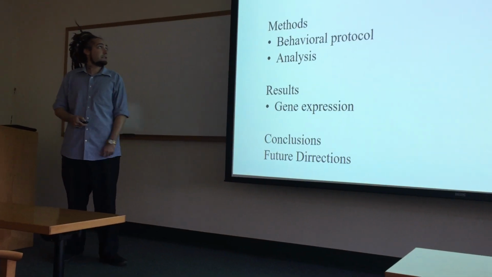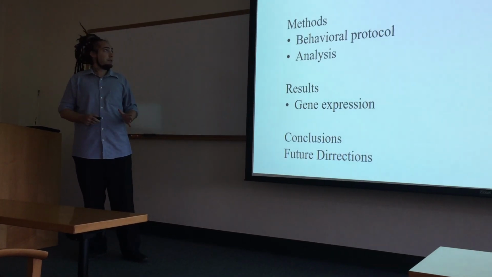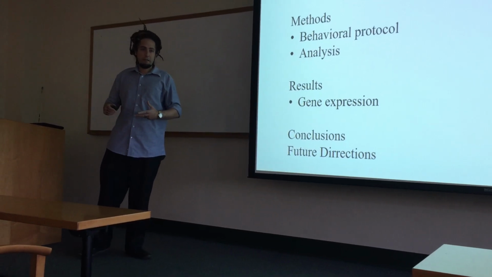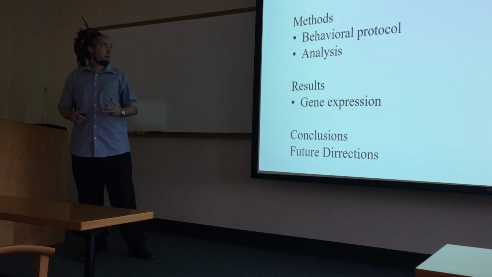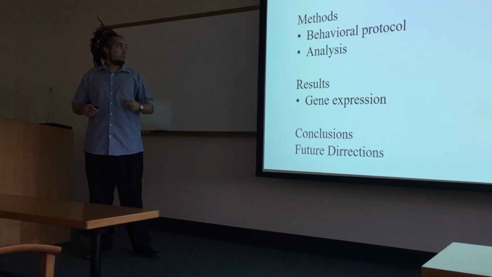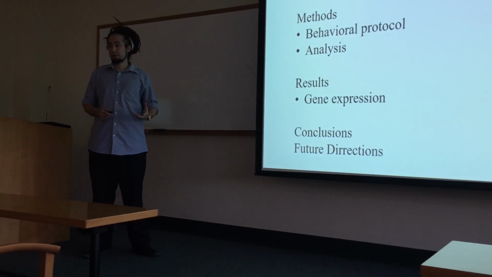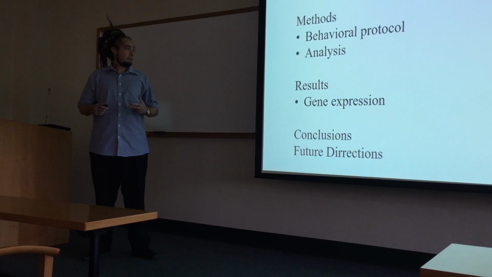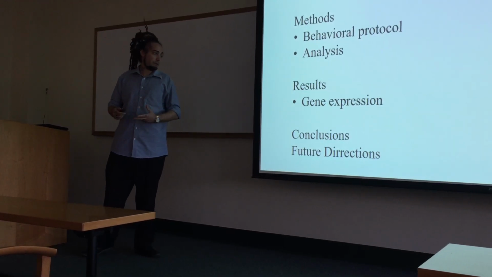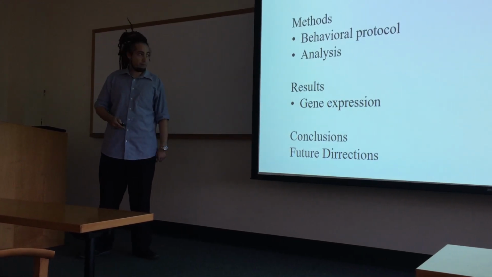So for this talk, I'd like to go over a little outline: some background on classical forms of memory, go over some physical and molecular changes that help us encode these memories, and then talk about a gene that I'm interested in. It's called terneurin, which I believe helps make these memories. And then I'll go over some methods: the behavioral protocol that I did for these animals, the analysis that I did for that, some results in the gene expression of terneurin, some conclusions and future directions.